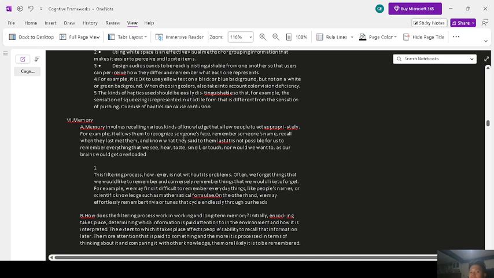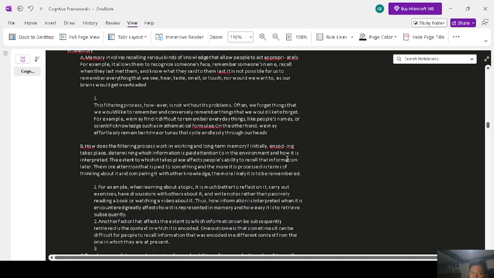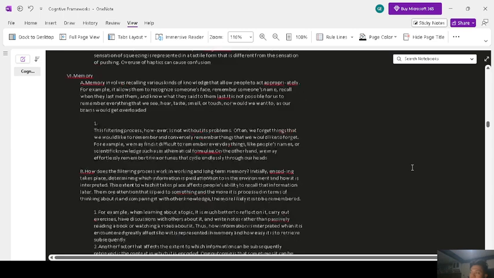Memory involves recalling various kinds of knowledge that allow people to act appropriately. For example, it allows them to recognize someone's face, remember someone's name, recall when they last met them, and know what they said to them last. It is not possible for us to remember everything we see, hear, taste, smell, or touch, nor would we want to, as our brains would get overloaded.